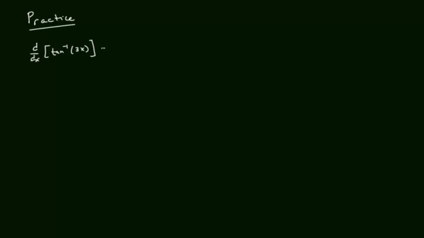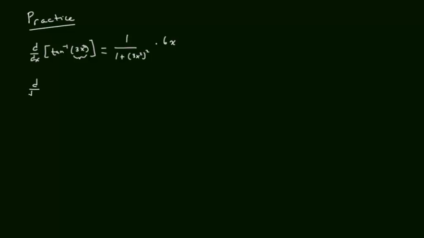So here we go. The derivative of the inverse tangent of 3x, let's say of 3x squared. Well, the derivative of inverse tangent is 1 over 1 plus stuff squared. Now we have to do the derivative of the stuff. So this is times 6x. And that's how we're going to leave it for now.